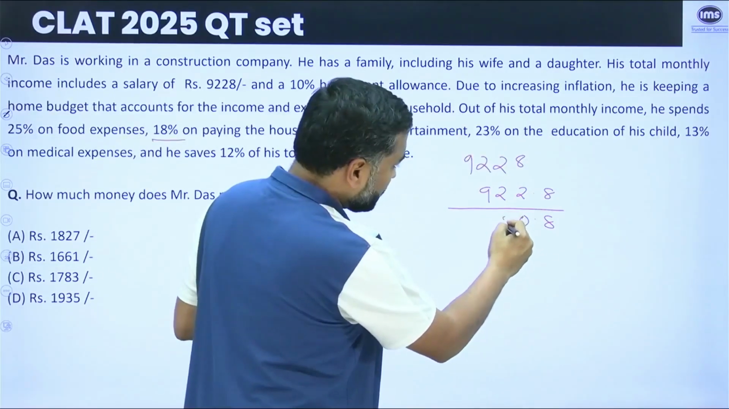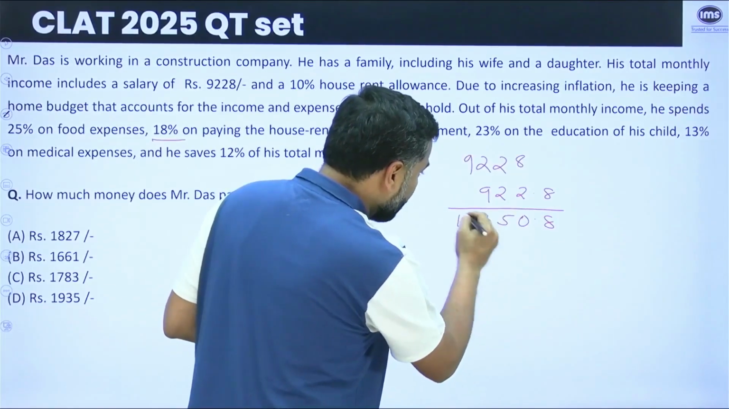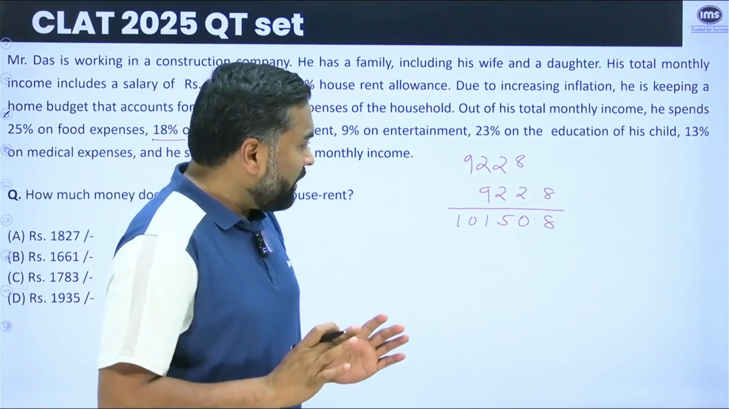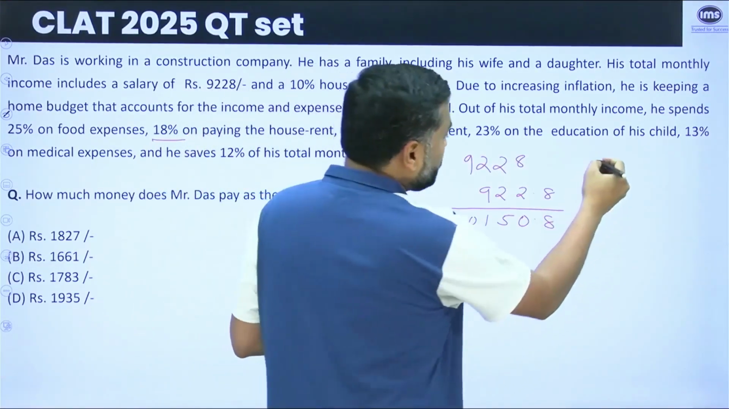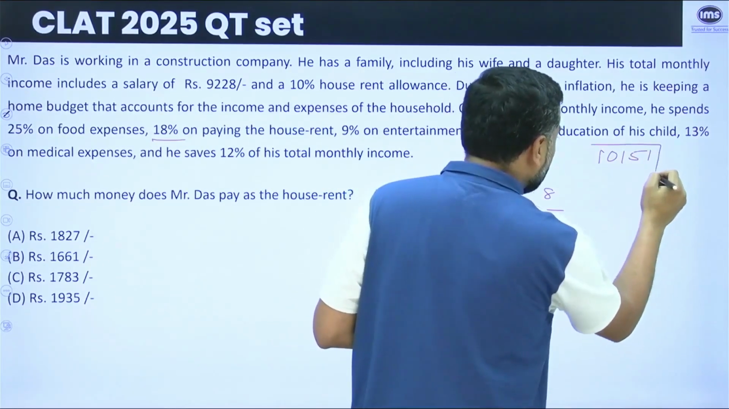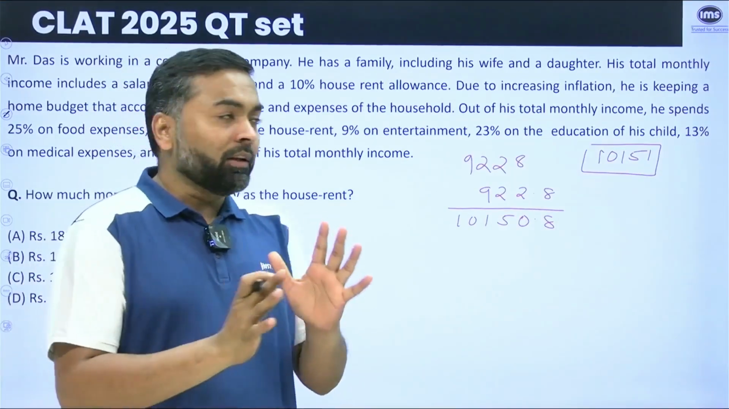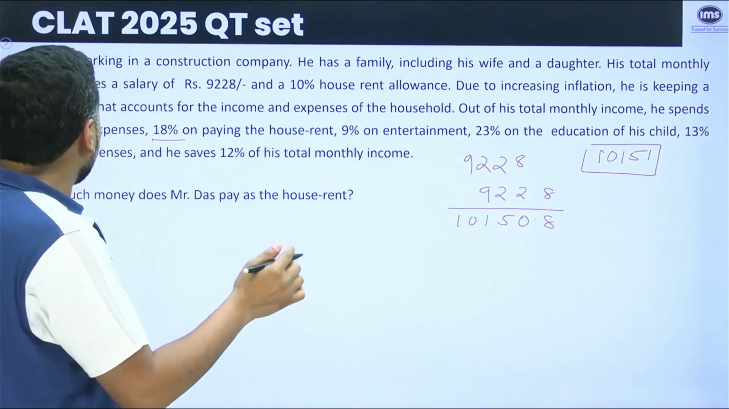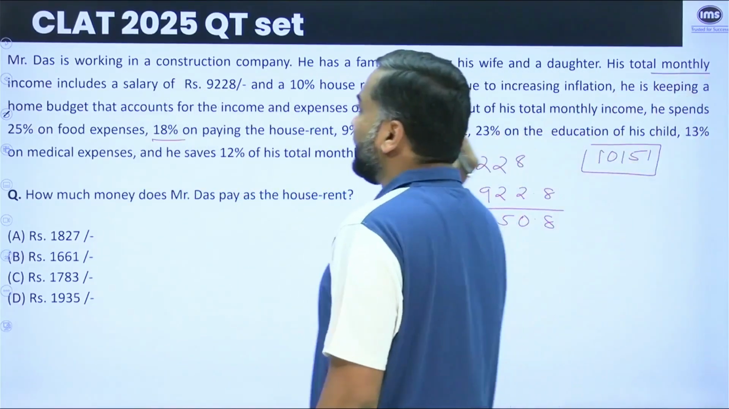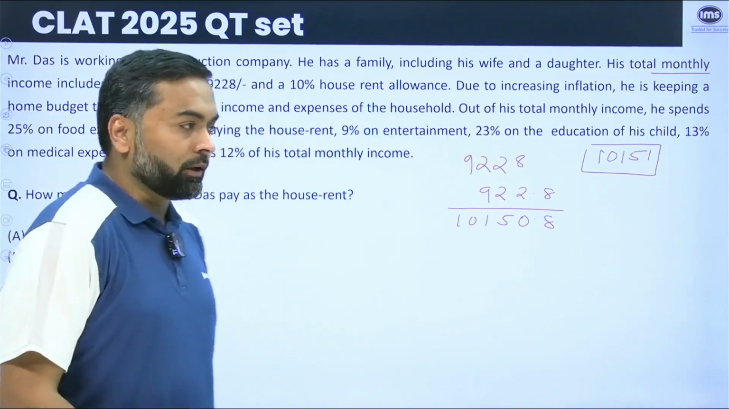Now if you add them, what do you get? This is 0, this is 5, this is 1 and this is 1, 0. So it is 10150.8. For simplicity, we will assume it to be 10151. We will assume this number for the entire set. 10151 is the income, monthly income. It says that it's a monthly income, correct? It says that the total monthly income. Do not get confused with monthly income and the annual income, correct?